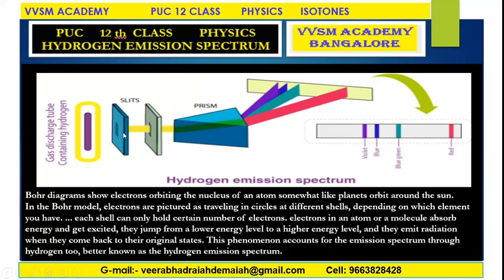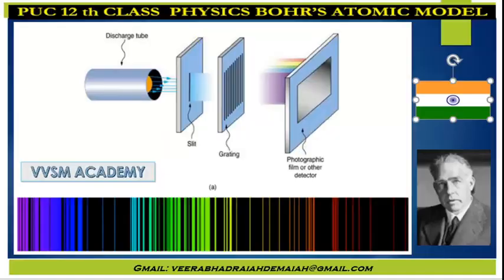The light from the hydrogen is passed through the slits, which filter it, then through the prism, and you will get the spectrum on the photographic plate. This discharge tube emits radiation through slit 1 and a grating. The grating filters further, and on the photographic film or other detector you will find the spectrum of light from hydrogen. This is the spectrum of hydrogen that we get from the discharge tube.